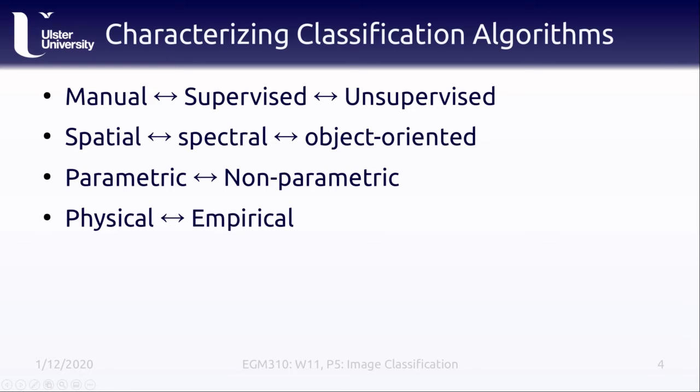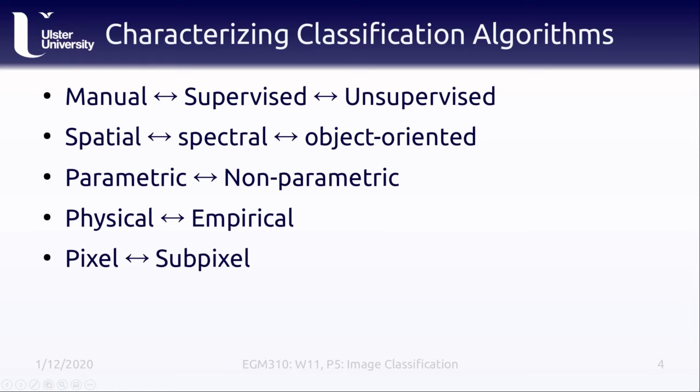Physical models involve modeling physical processes. For example, modeling the interaction of electromagnetic radiation and a surface in order to help identify that surface in an image, whereas empirical models use the properties of the image data to assign real-world properties or categories.